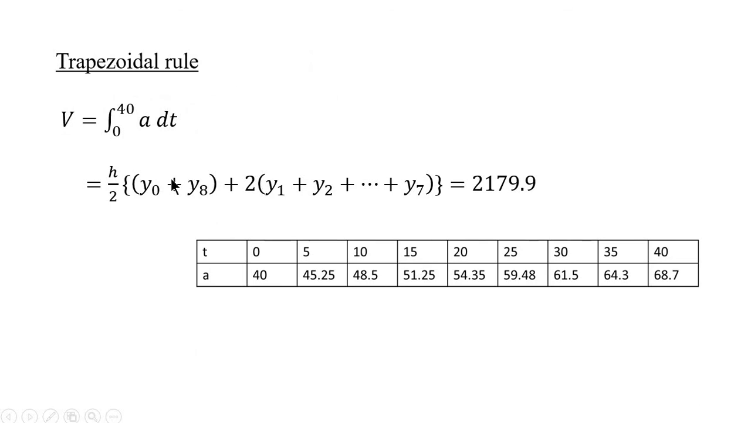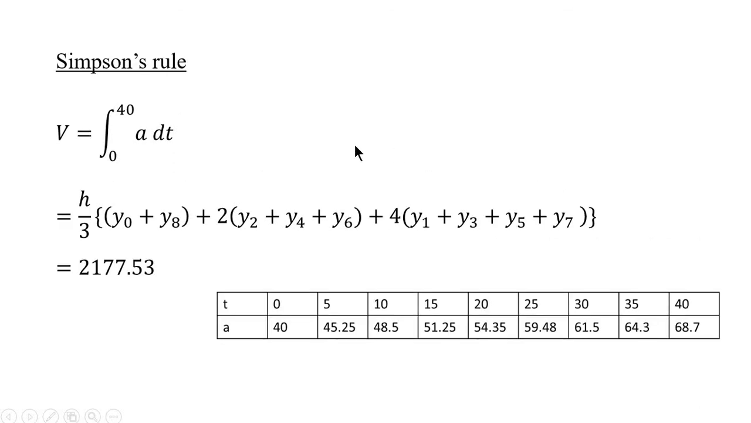Now using trapezoidal rule, you will get the answer as 2179.9. By using Simpson's rule, you get this answer. I hope you have understood this.